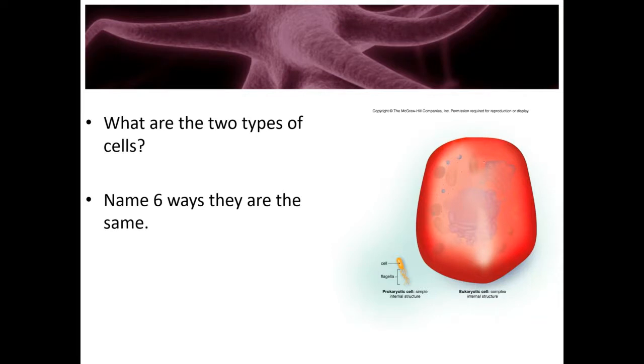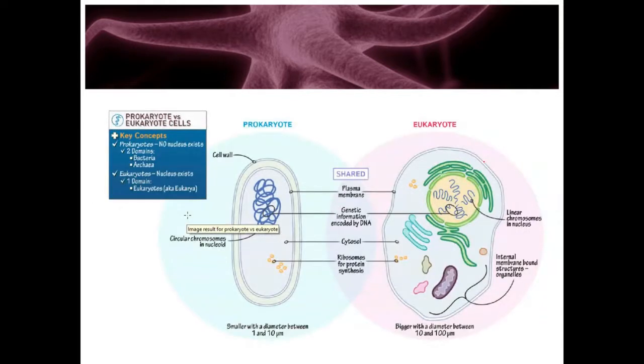You can cheat and look at the picture to the right. It gives you the answer. Yeah, prokaryotes and eukaryotes, right? And we know that they are the same in that they have plasma membrane, genetic information encoded by DNA, cytoplasm, ribosomes. They all do the central dogma. They all do cellular respiration. Every cell does those 6 things, right?